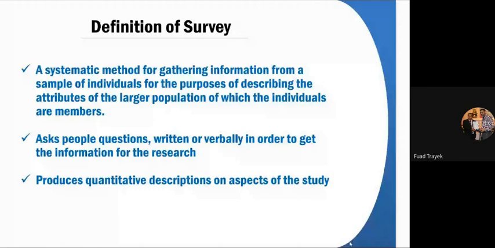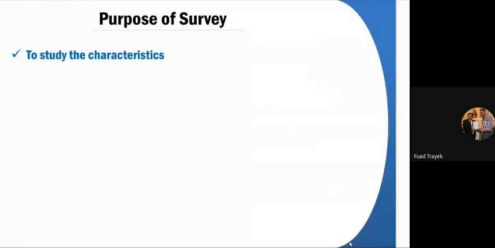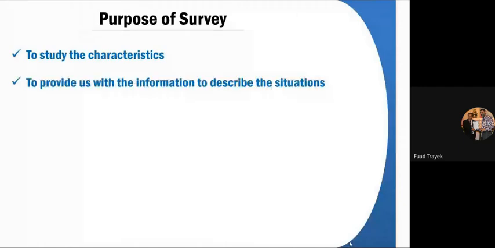So when can we use the survey? The purpose of using the survey, first, is whenever we would like to study the characteristics of a group of people, or whenever we would like to provide information to describe a situation. We are studying a situation and we would like to describe it. For example, we would like to study the impact or the influence of COVID-19 on education. In that case, we prepare some questions in order to gather this information and see the influence of COVID on education.